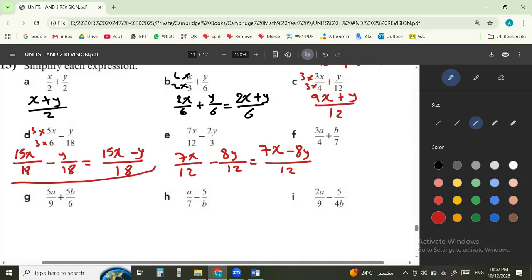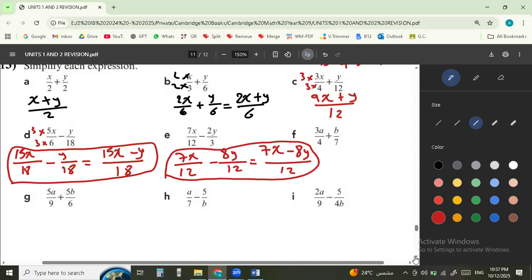Let's separate this and this. And let's choose here this color. Here I have to multiply up and down by 7. So it becomes 21a over 28 plus, and here by 4, 4b over 28. So the new denominator is 28. 21a plus 4b.